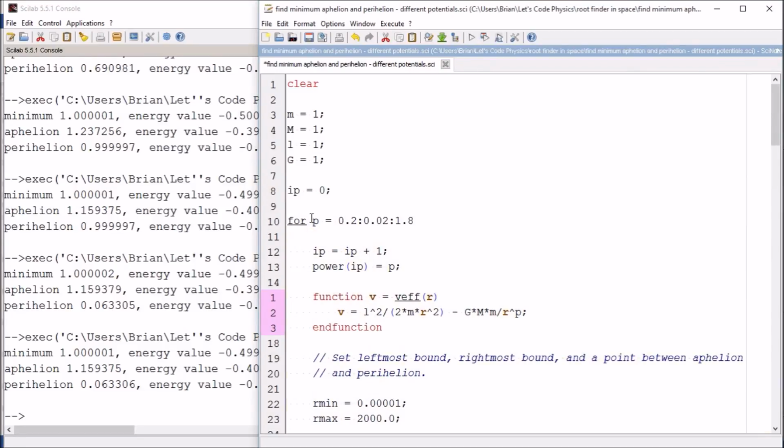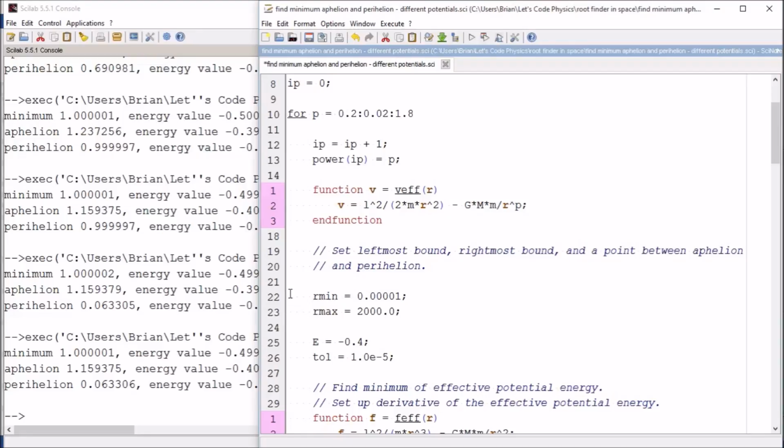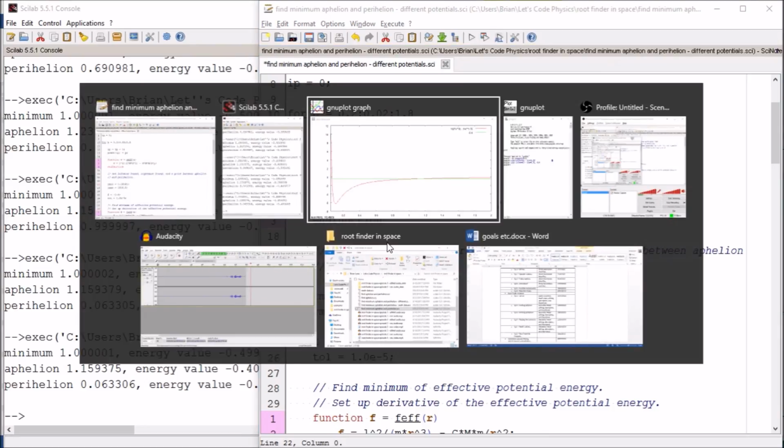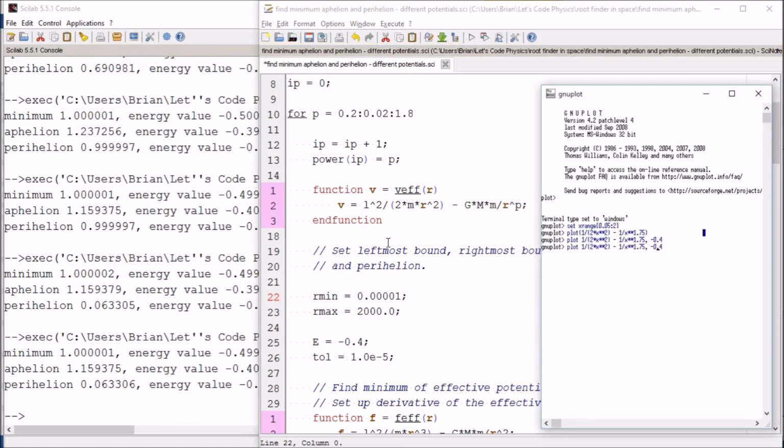All right, so we're going to wrap from p equals 0.2 to 1.8. The only thing I'm concerned about is this rmin and rmax business. That's the leftmost bound and rightmost bound that the code is going to search. So we are going to execute code intelligently here, and we're going to try out a power of 0.2. That's what we're starting at, right? Let's hit that plot.